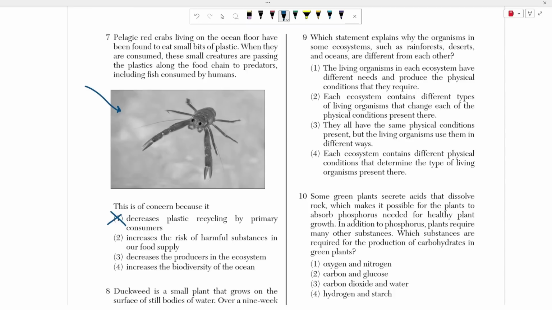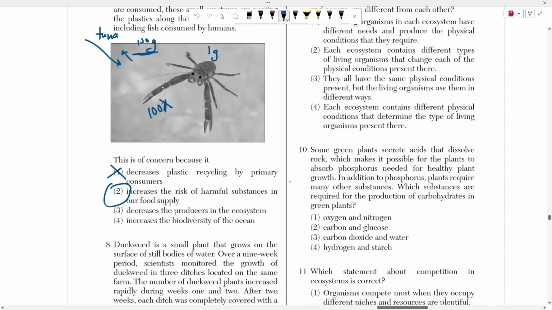2, increases the risk of harmful substances in our food supply. This is true. Think about it. If these small crabs are eaten by tuna, right? A tuna can eat like 100 of these small crabs a day. And if each one of these small crabs has like a gram of plastic inside of them, that tuna is going to have 100 grams of plastic inside of it. And when it ends up in your tuna salad, you're going to be eating plastic. So this is increasing harmful substances inside of the food supply, right? And plastic is harmful for you. If you eat it, it's going to make you sick.